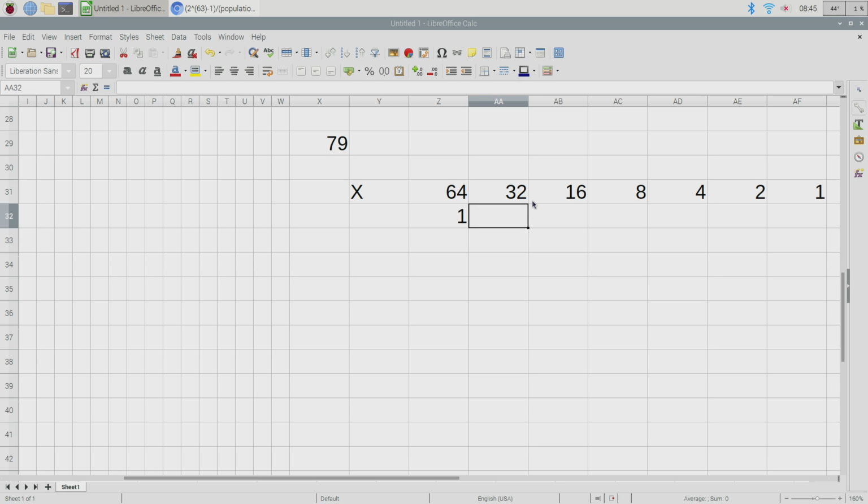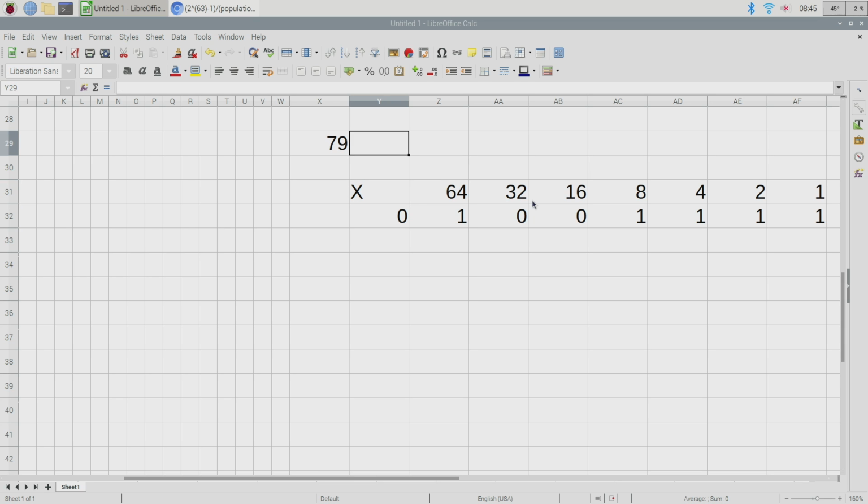Okay, does 32 go into 15? No. Oops. Does 16 go into 15? Does 8 once, with how much left over? Does 4 go into 7? Once, with how much left over? Does 2 go into 3? Once, with how much left over? 1. Okay, so that is 79. And so I'll put a 0 here in this first position.